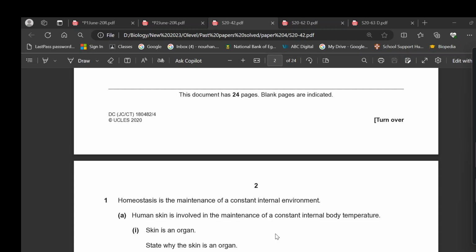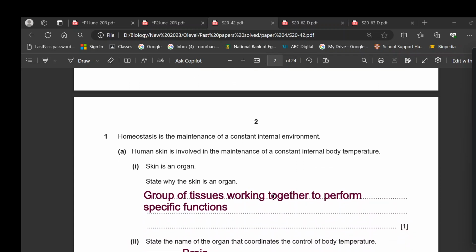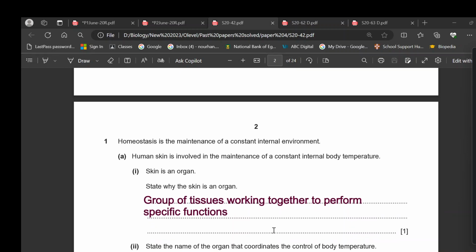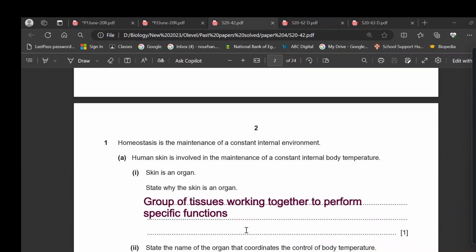Skin is an organ. Why is it an organ? Why do I consider the skin as an organ? When he asks me why is this an organ, why is this a tissue, I tell him the definition of the organ: it's a group of tissues working together to perform specific functions. Okay. State the name of the organ that coordinates the control of body temperature.